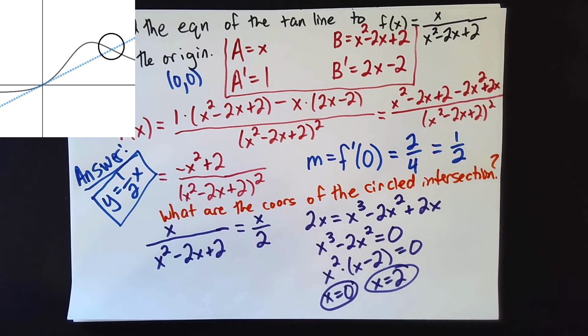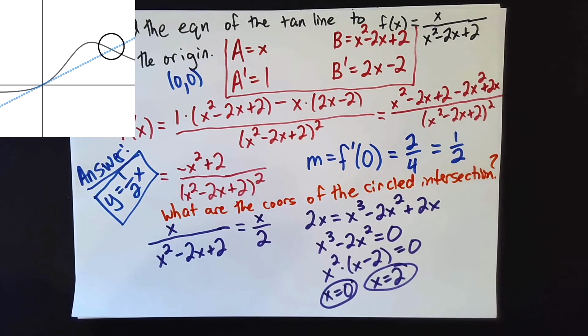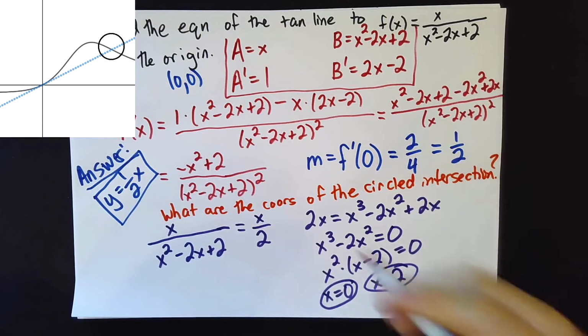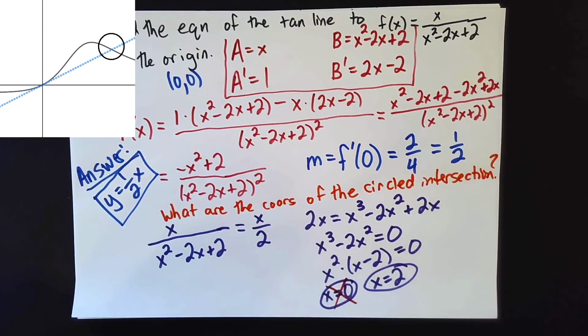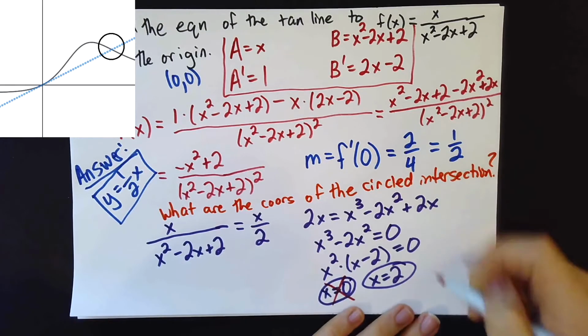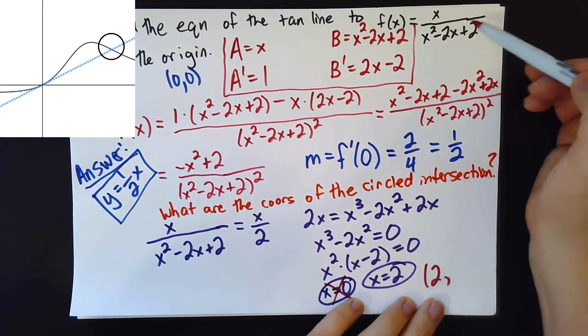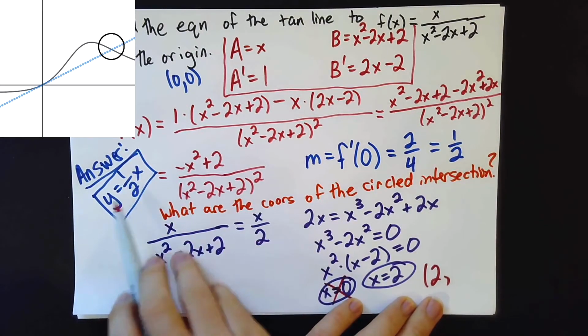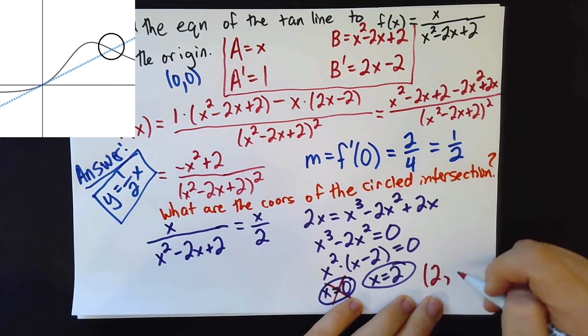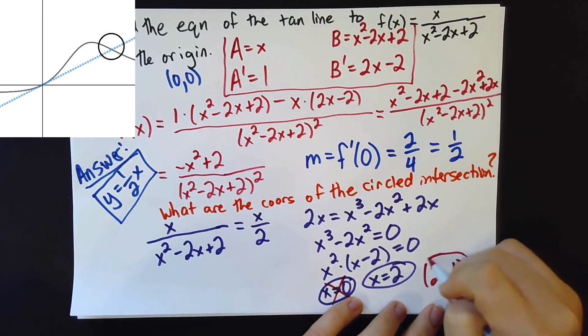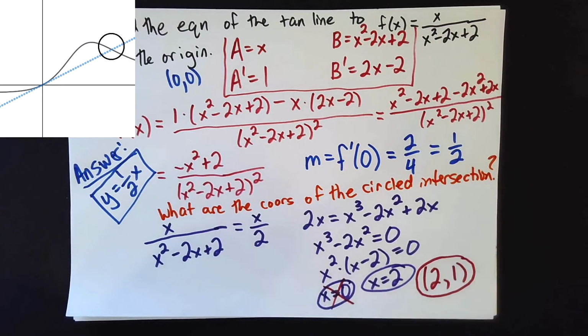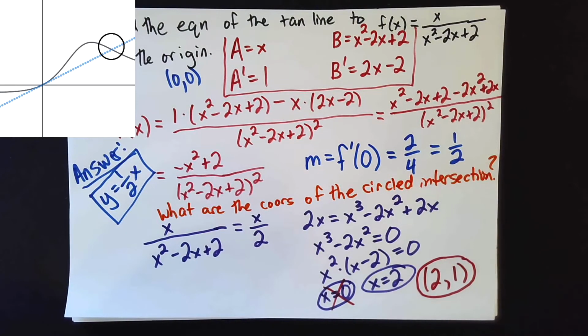Now, if you look at it, that x equals 0 intersection is actually the intersection we knew about to start with. So that's definitely not the point we're looking for. And so, in fact, the point we're actually looking for is this one here with x is 2. And so we can plug in 2, comma, and then we can figure out the y coordinate by plugging 2 into your choice of f or this tangent line. I'll plug it into the tangent line, where I will see that it is 2, comma 1. Okay, and so those are the coordinates of this intersection point.